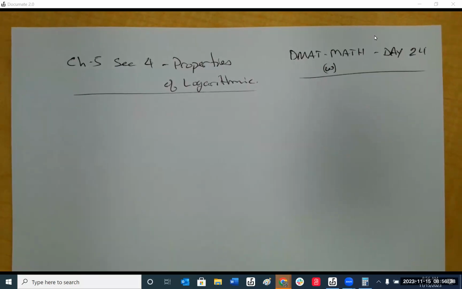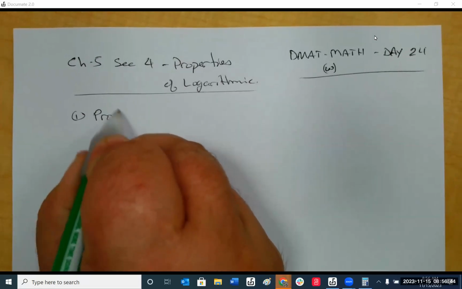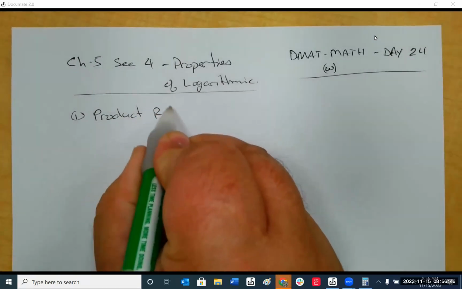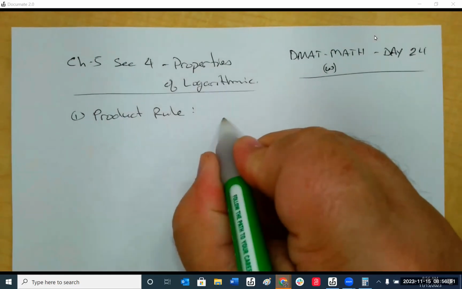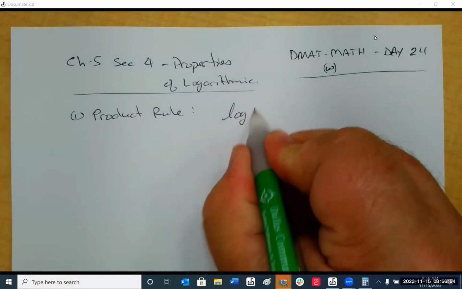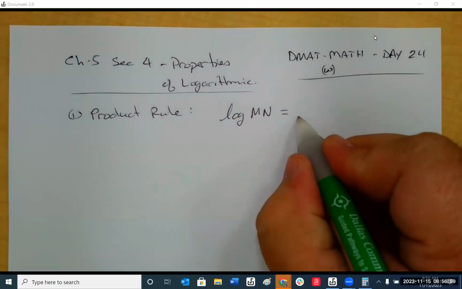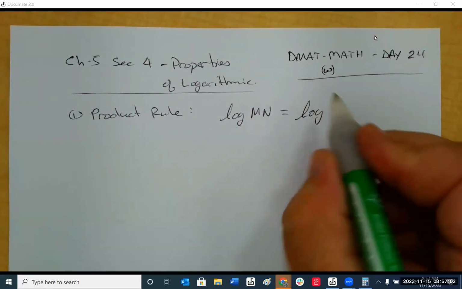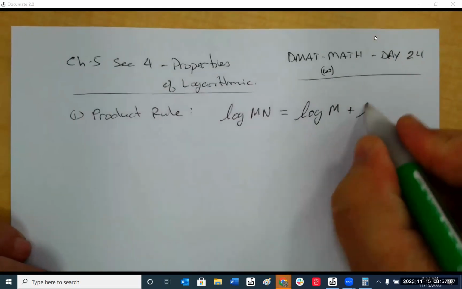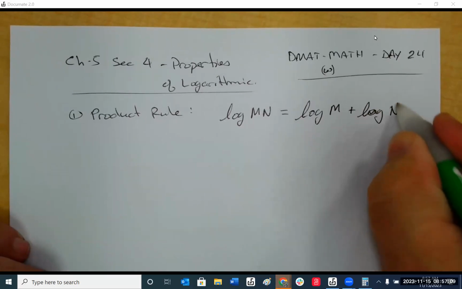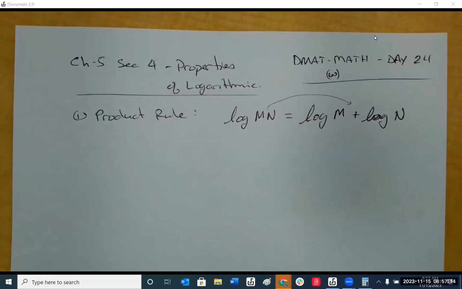I'm going to state all the properties first, and then we'll do the examples. So the first property is the product rule. It says this: if I have a log of two numbers multiplied to each other, since I am multiplying, when you multiply things, you make them bigger. So that's why we can split them up and add them. So if you're multiplying, you can split them up and make an addition of two separate ones.